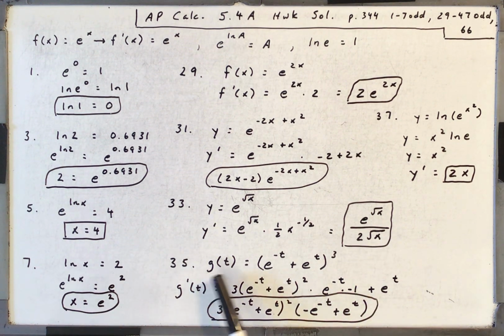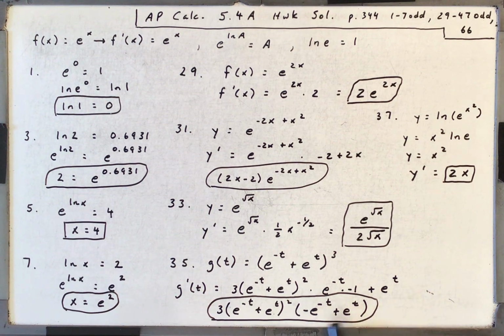All right, 35, g of t is e to the minus t plus e to the t, all cubed. This is a chain rule. Let's bring that 3 out front times what's within parentheses to the second power, and then times the derivative of the inner function. So that would be e to the minus t times negative 1, because the derivative of negative t is negative 1, plus e to the t. All right, so cleaning that up, we would have 3 times e to the minus t plus e to the t, squared, times negative e to the minus t plus e to the t.